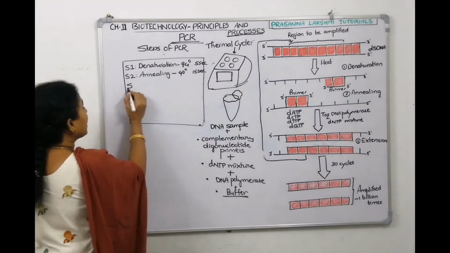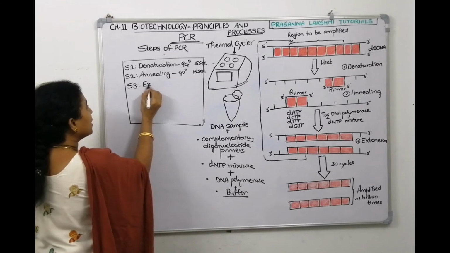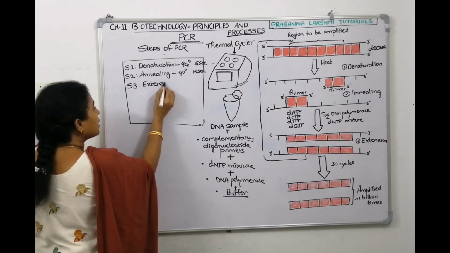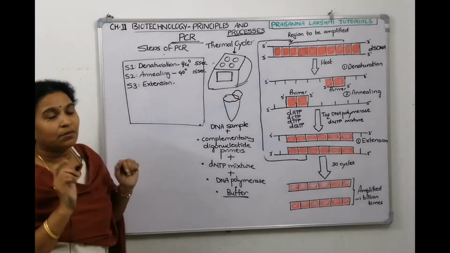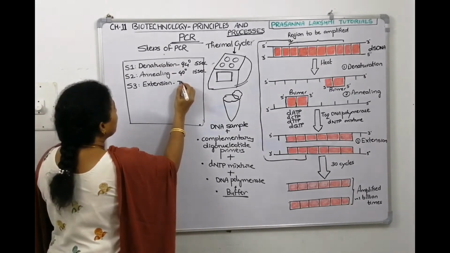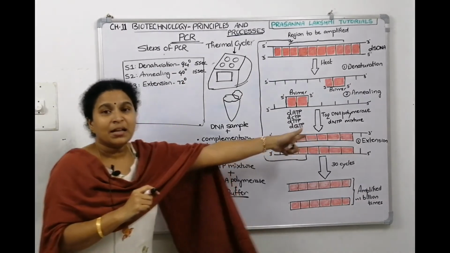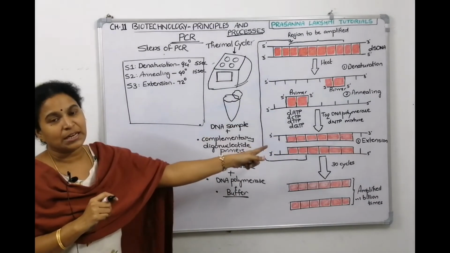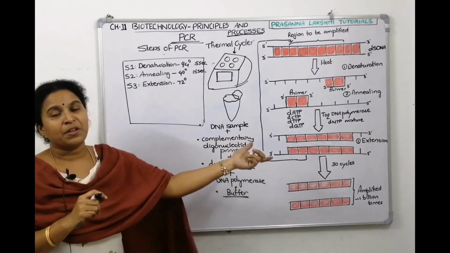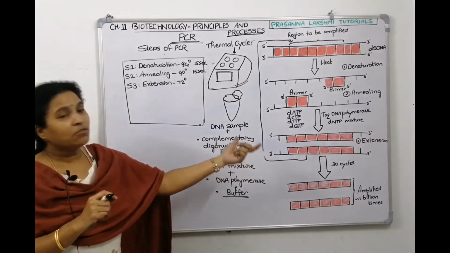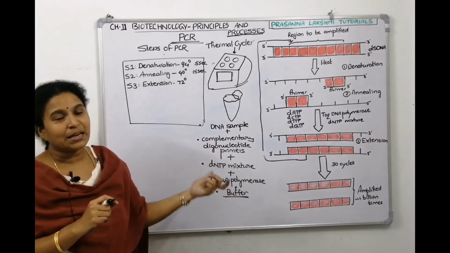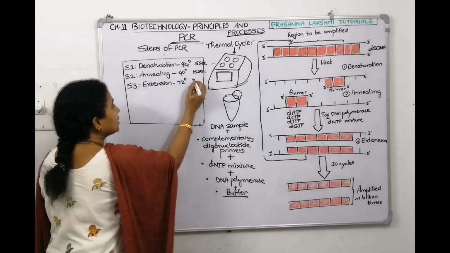Then it will tell you step 3 is extension. It will ask what temperature you want. The temperature is always 72 degrees centigrade only. Depending upon the length of the DNA, you set the time duration. If the length of the DNA is big, you have to go for 30 seconds. If the DNA is small, 15 seconds or even 10 seconds is sufficient. I'll go with 30 seconds.